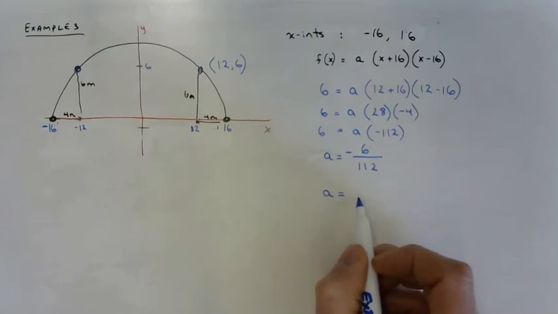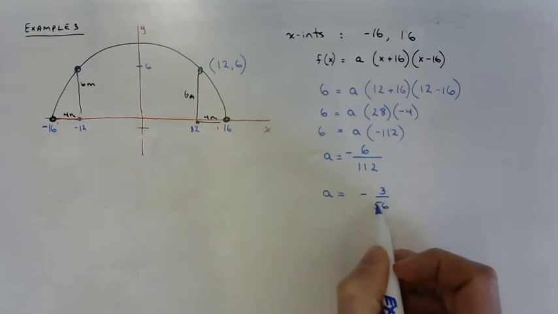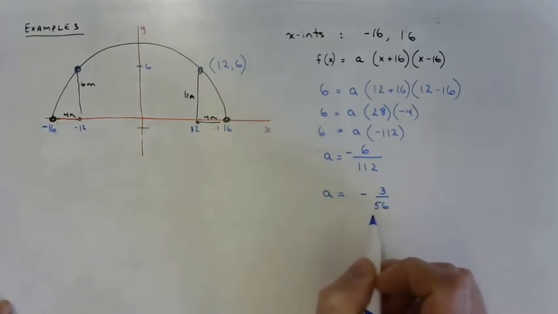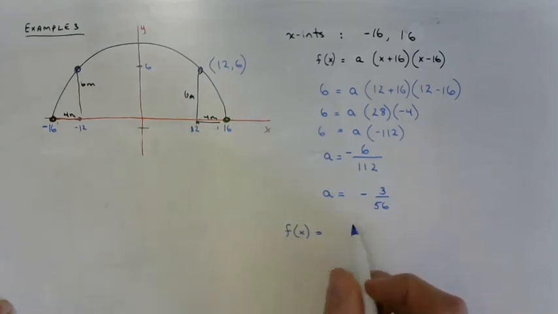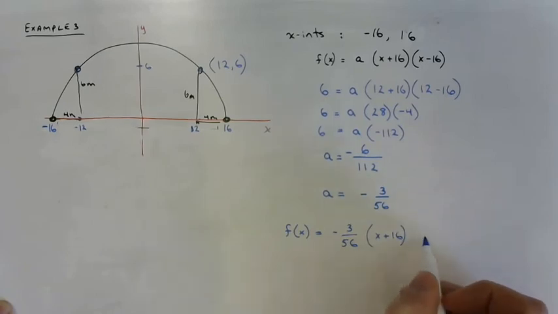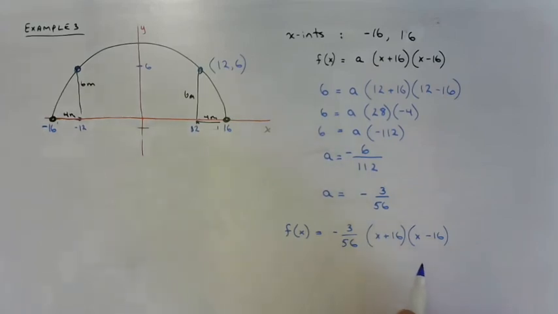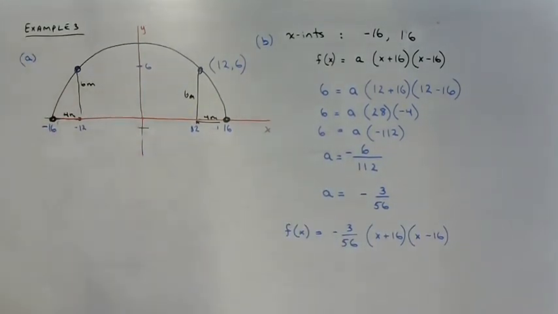Okay, so now we can simplify that. That reduces to -3 over 56. Okay, we're not going to make that a decimal. We want it as exact as possible. This tells us then that the function that models the tunnel is f of x equals -3 over 56 times (x plus 16) times (x minus 16). This is B. A was to draw. Good.